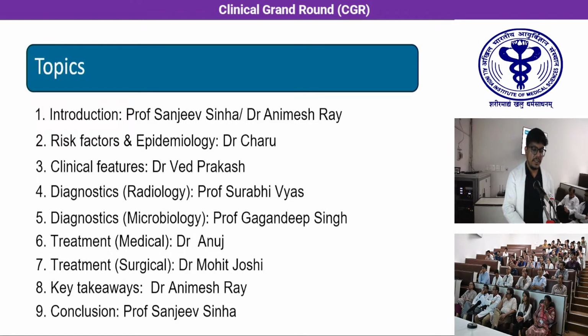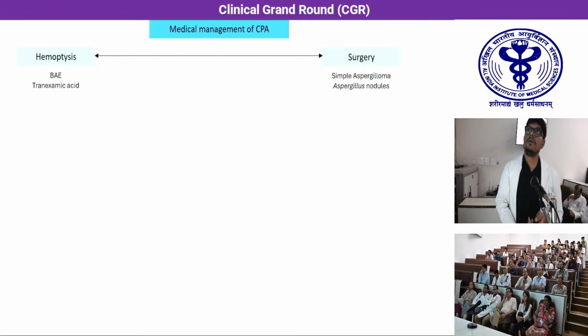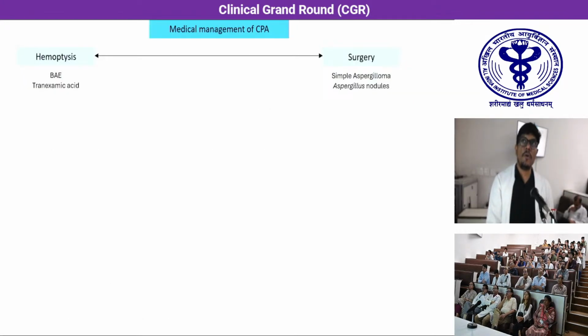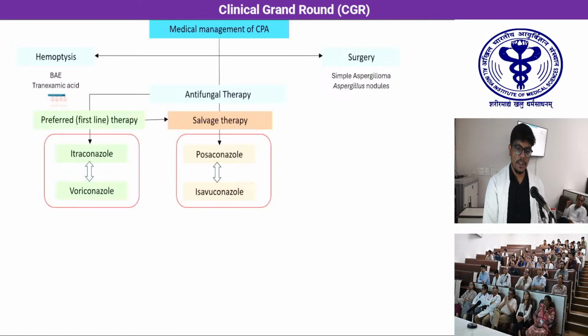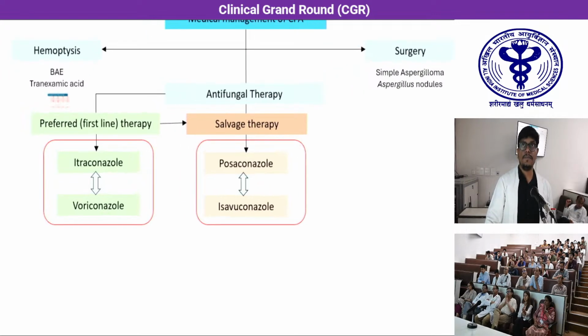Thank you, sir. So I'll be discussing the medical management of CPA. Other than the management of hemoptysis using bronchial artery embolization and tranexamic acid, and the role of surgery in specific settings, which will be discussed subsequently, antifungal therapy forms a cornerstone of medical management of CPA. Azoles are the only currently available oral options, of which the preferred first line includes either itraconazole or voriconazole. There is now sufficient data to suggest that newer azoles might be non-inferior to traditional azoles.